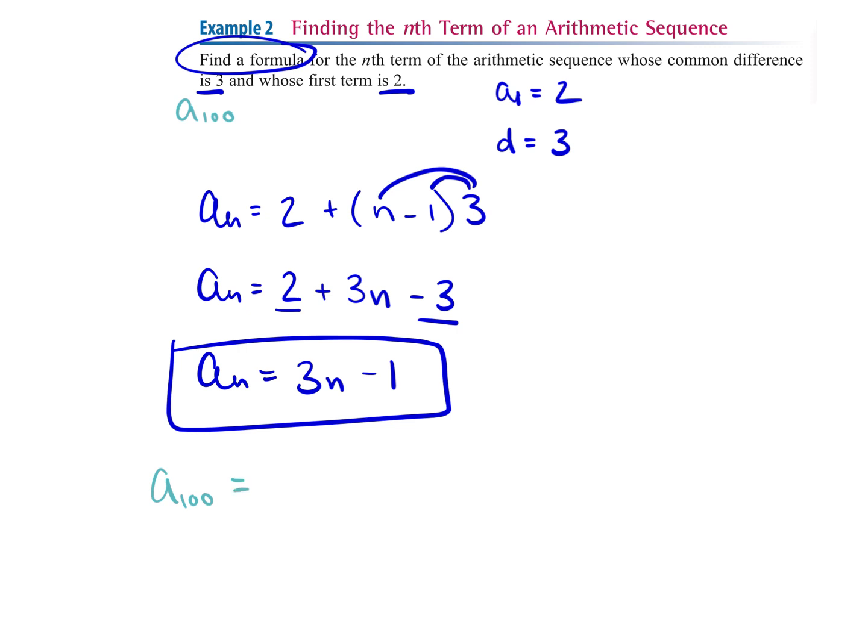So I have this formula now to find whatever term I need to. I don't have to sit here and add the common difference each time. I don't need to keep adding 3. We can just plug 100 into our formula. So we have 3 times 100 minus 1. 3 times 100 would be 300, minus 1 would be 299. So that would be our 100th term.